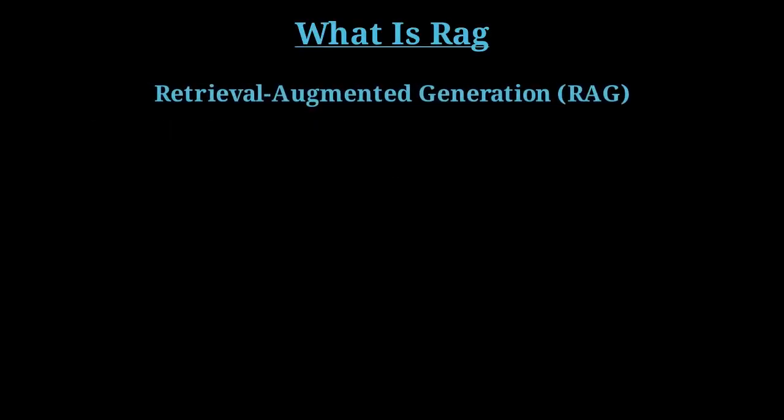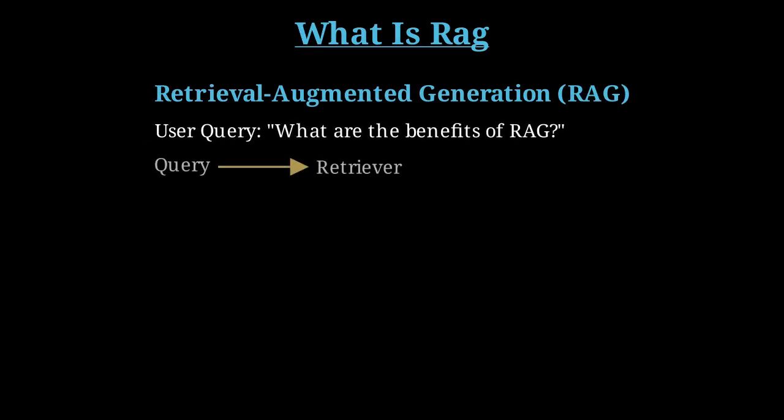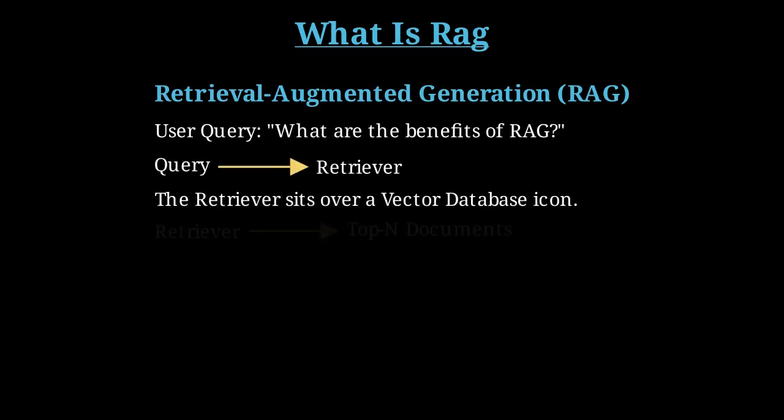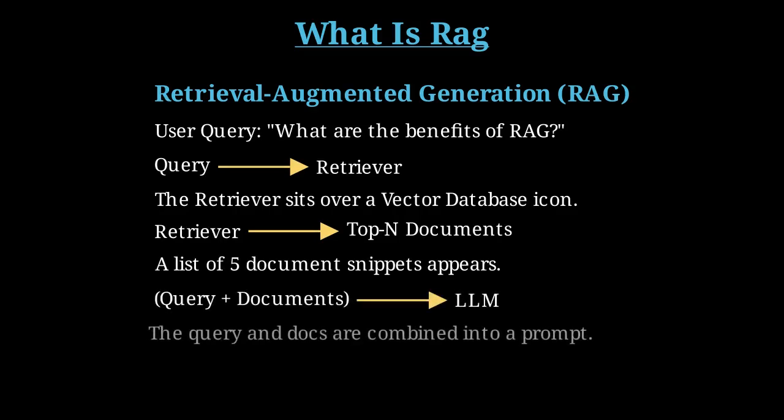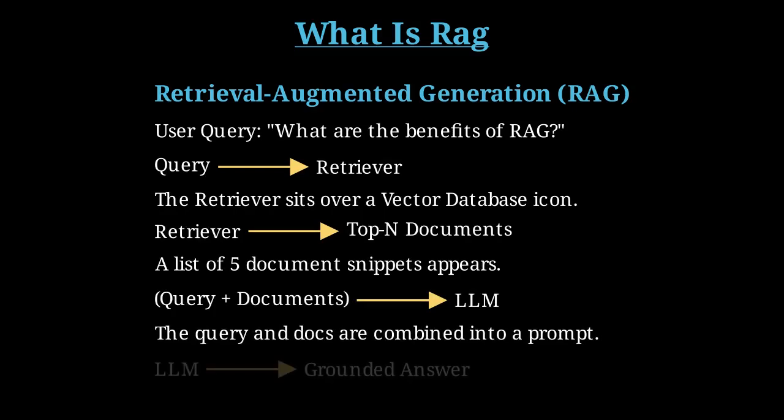At its core, RAG is a two-step process. First, when a user asks a question, we don't send it directly to the LLM. Instead, we use the query to retrieve relevant documents from a knowledge base like a set of PDFs, a database, or a website. Second, we take these retrieved documents, bundle them with the original query, and feed this augmented prompt to the LLM. The model now has the specific context it needs to generate a factual, grounded answer.